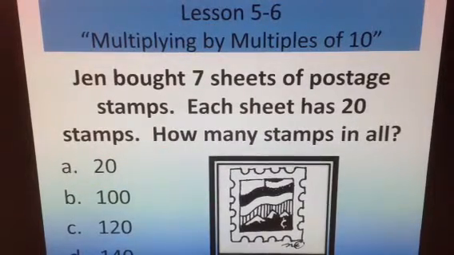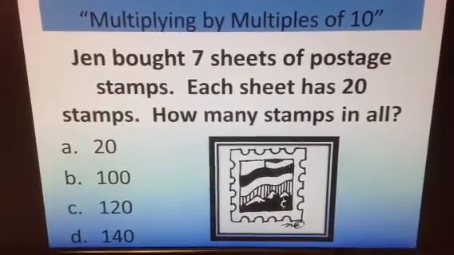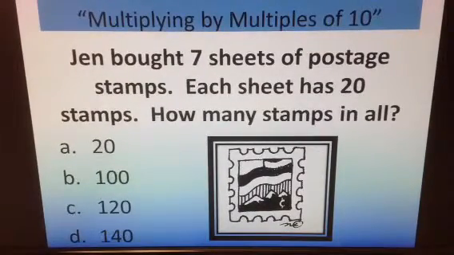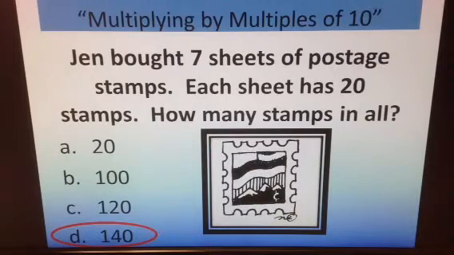Jen bought 7 sheets of postage stamps. Each sheet has 20 stamps. How many stamps in all? Let me think. 7 times 2 is 14. Put a 0 at the end of 14, it turns into 140.